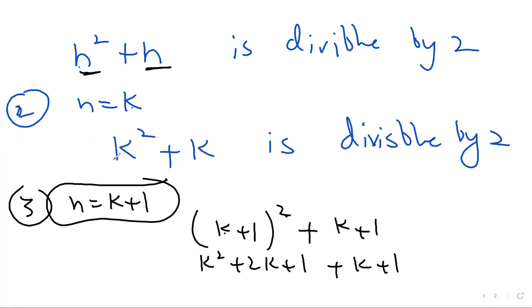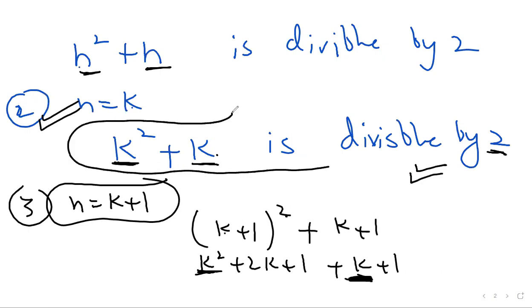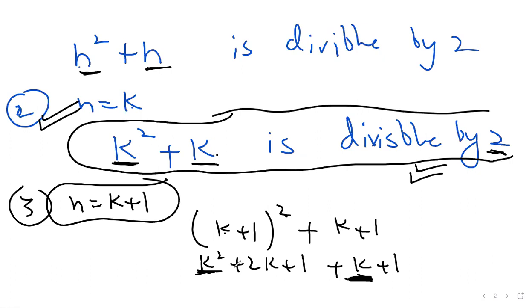Now write it down in this format, because it is a guarantee that k squared plus k is divisible by 2. Now we will arrange according to it. We can write k squared plus k together, because this is a guarantee. In the above statement, k squared plus k is divisible by 2. Now what is left? We have used this one and this one. Because it's a guarantee, it is divisible by 2. Now see, 2k, and 1 plus 1 is 2.